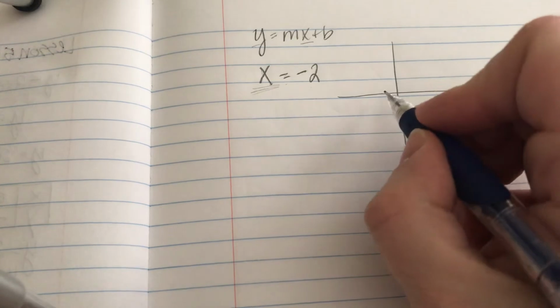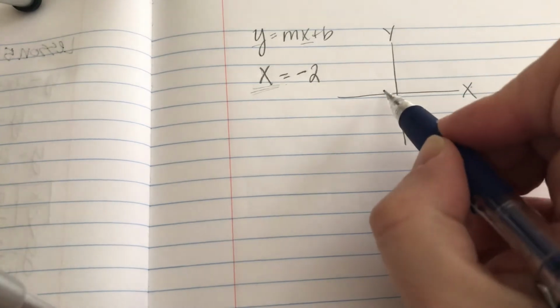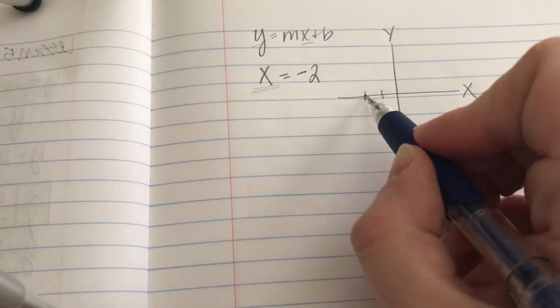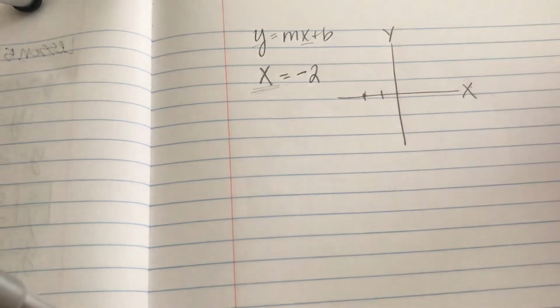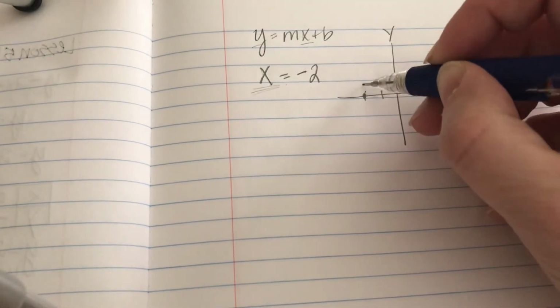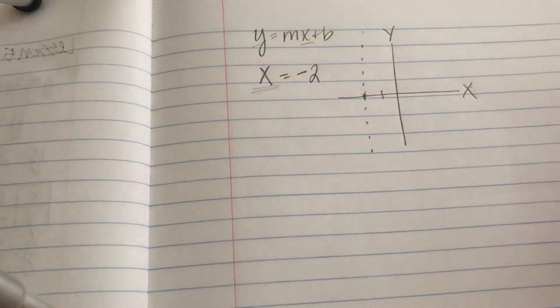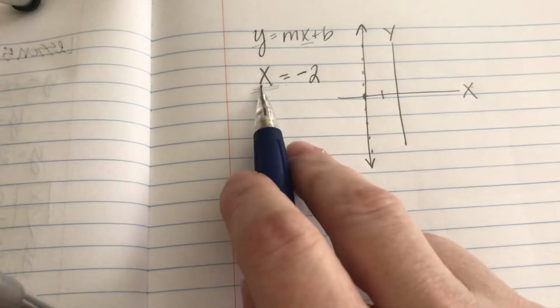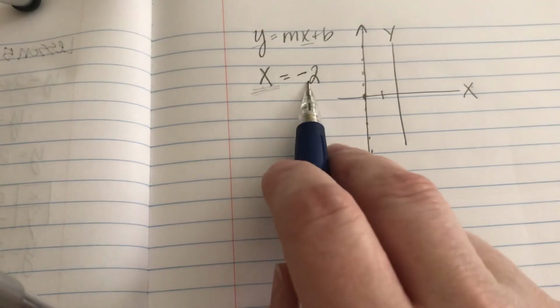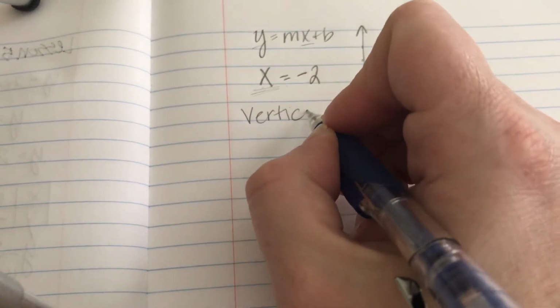So to graph this, you remember which is your x-axis and y-axis. It's always good to label them. And I'm going to go -2 on my x-axis. And if x is always a -2, it's going to be a -2 no matter what y is. So even if y is 0, 1, 2, 3, 4, 5, 6, 7, or negative numbers, doesn't matter what y is, it's always going to be -2. So whenever you have an equation that's just x equal to something, it's going to give you a vertical line.